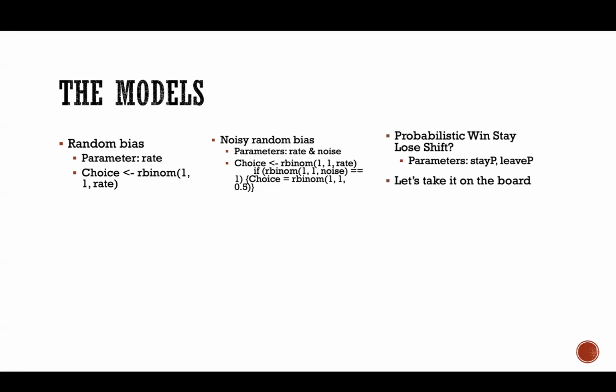We've seen the probabilistic win-stay-lose-shift, where the parameters might be the probability of staying when you win and the probability of leaving when you lose. And I just wanted to take a few minutes to see how you would express this in terms of a model.